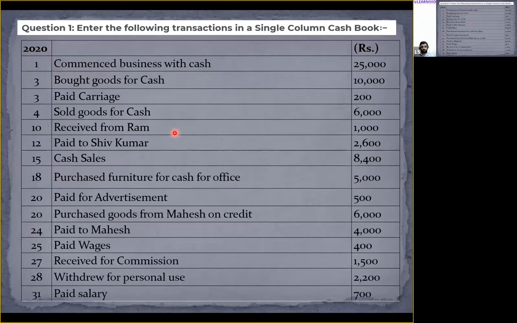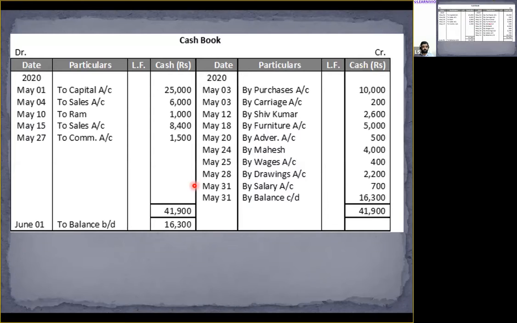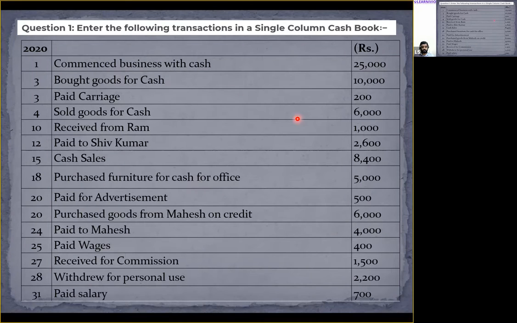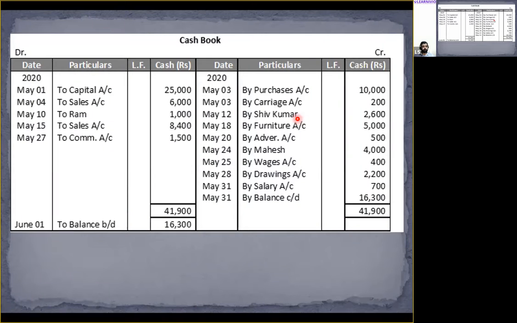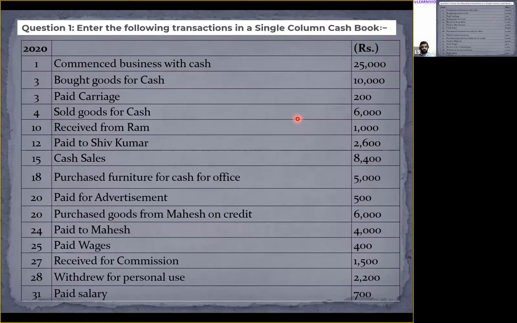And after that, on the 18th, we are also purchasing furniture for cash for office use. So it will be recorded on the credit side by furniture account. Then we are paying for advertisement. This is a kind of expense, and if you are making an expense, it will lead to the outflow of cash. So it will also be recorded on the credit side by advertisement. After that, we have again purchased goods from Mahesh on credit. So this will again not be reflected.